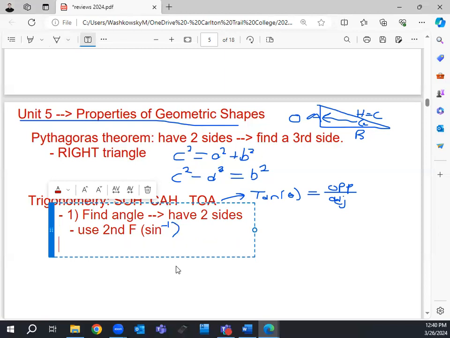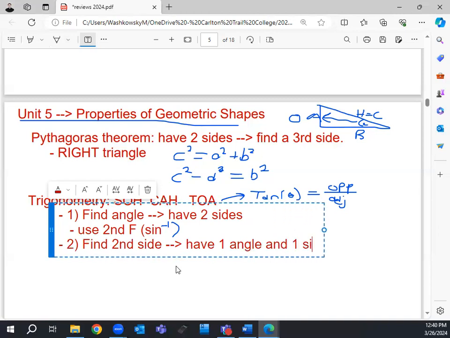Now, the second use of this is, you can find a second side of a triangle if you have one angle and one side. If you have two things, you can find a third thing. It's basically how this works. And this is also with right triangles.